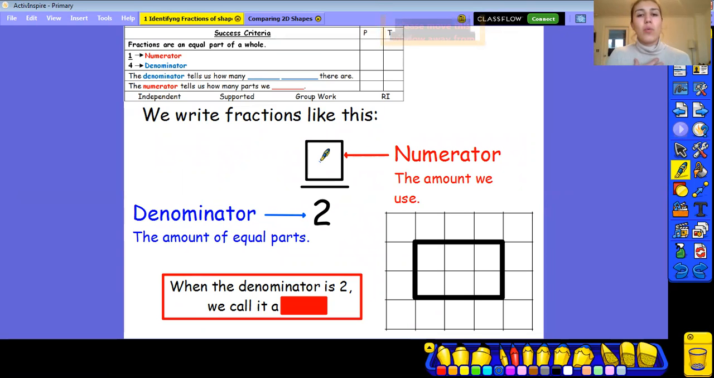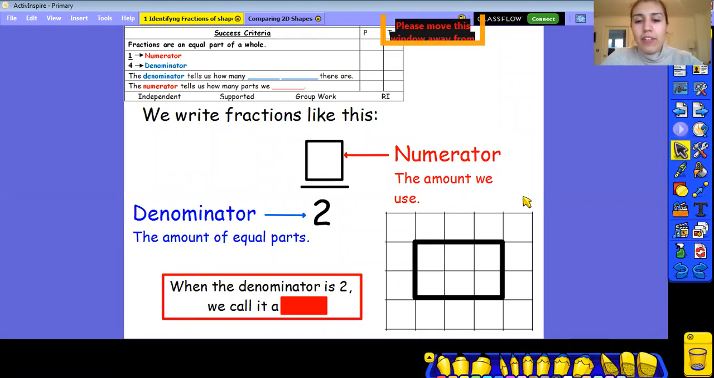And the numerator shows us the number of parts that are shaded. That's the number of parts that we have. Now the bottom number is called the denominator. Denominator. Well done. And the denominator shows us the amount of equal parts in the whole shape.